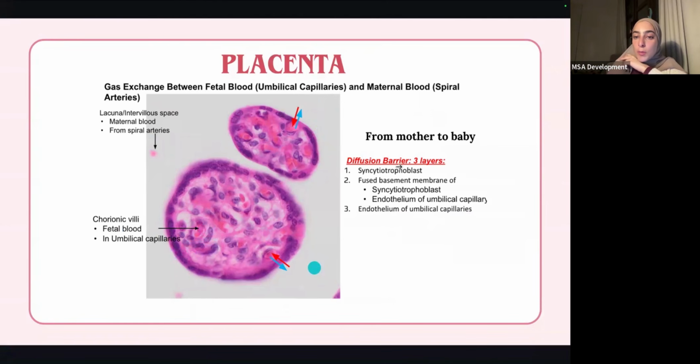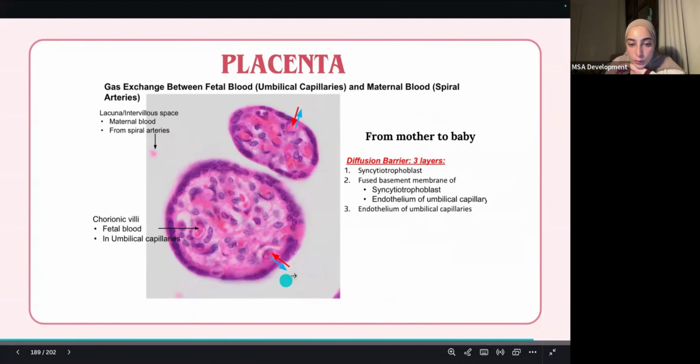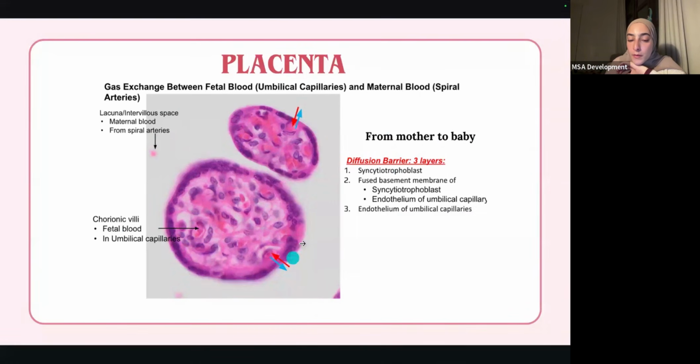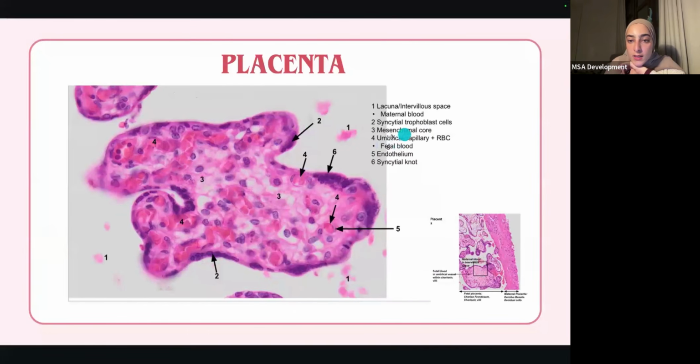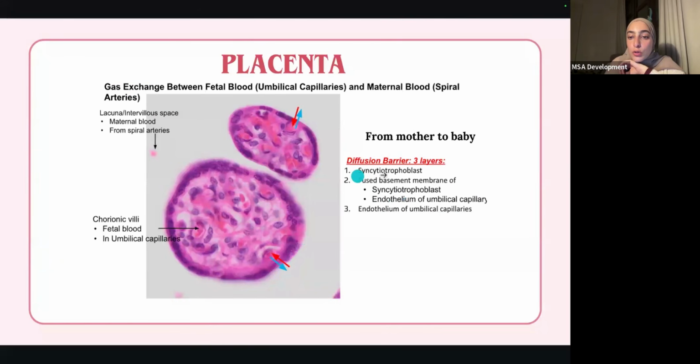So how does this exchange happen from mother to baby? I'm going to talk about from mother to baby. And this is the blood, okay? You see this blood, but it wants to go inside. How would it go inside? Follow the red arrow. Now, the first thing that it has to pass by is, what did we say? The syncytial trophoblast cells. Syncytial trophoblasts, okay? And this is the first layer it passes by.